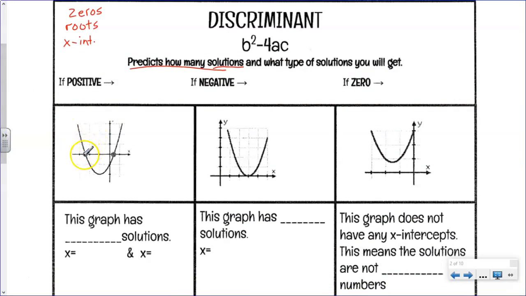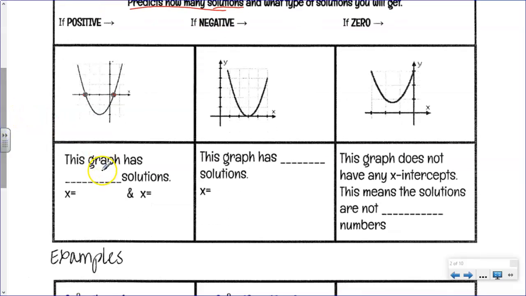Okay, so if we look here, the graph crosses the x-axis twice. So the graph has two solutions. If we look at that graph, we can tell here it's about positive 1/2, and here is negative 2.5. These are two solutions. It's where the graph crosses the x-axis, and this is called a parabola. And you can see it has two solutions here.